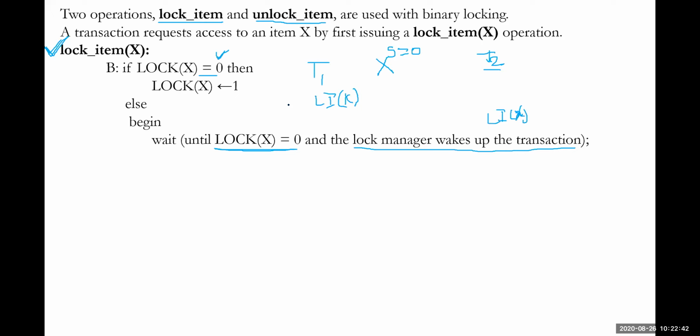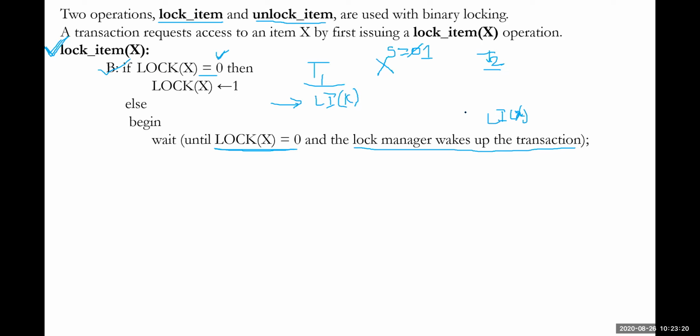Now in the course of time, transaction T1 operated lock item at the very first. Therefore, since this condition is true, that is, lock item of X equal to 0, the status of that lock is 0. So it has been changed from 0 to 1, and the lock is captured by transaction T1. Yes, it has taken the lock, and DML operations are being done by transaction T1 on X.